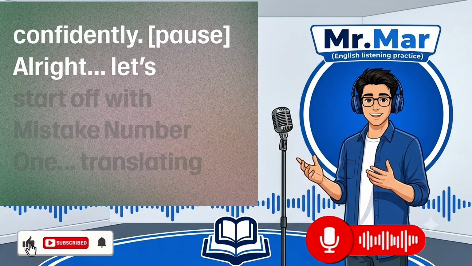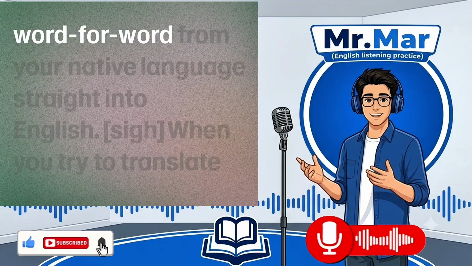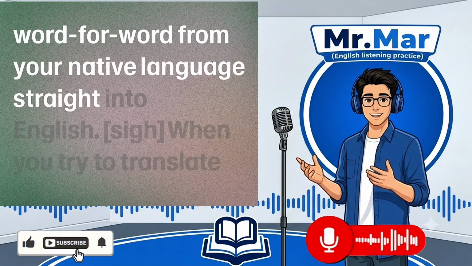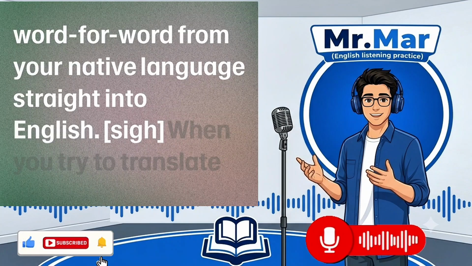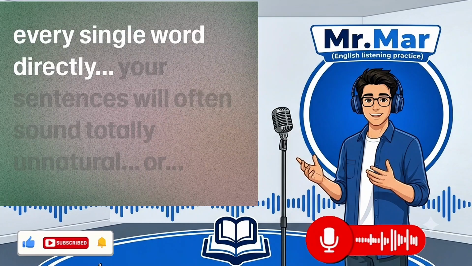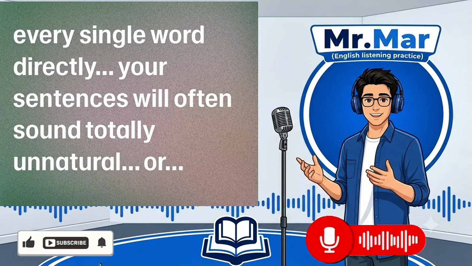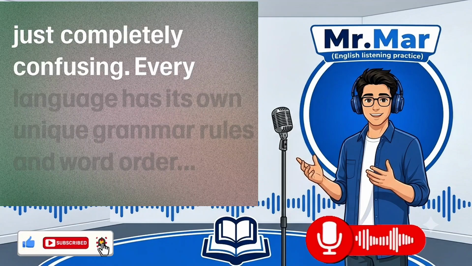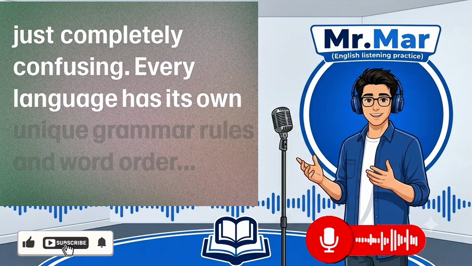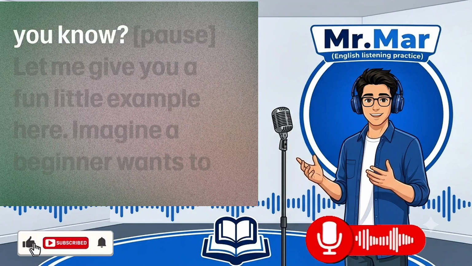All right, let's start off with mistake number 1. Translating word for word from your native language straight into English. When you try to translate every single word directly, your sentences will often sound totally unnatural, or just completely confusing. Every language has its own unique grammar rules and word order, you know?